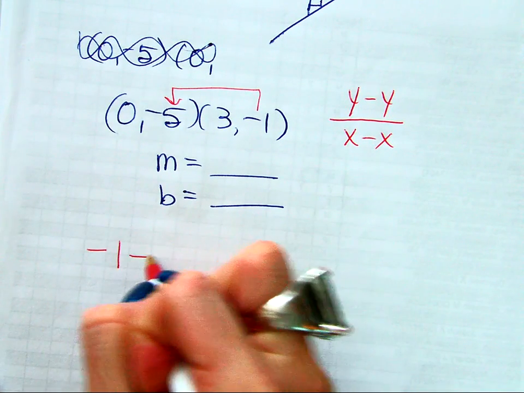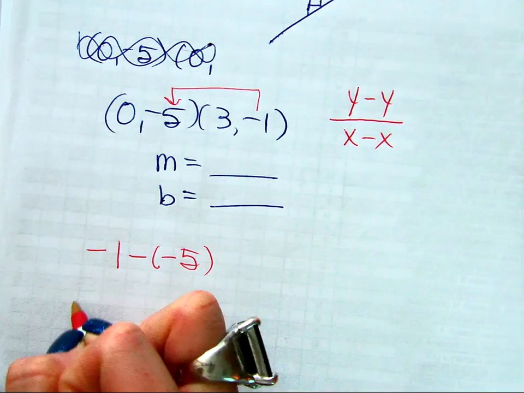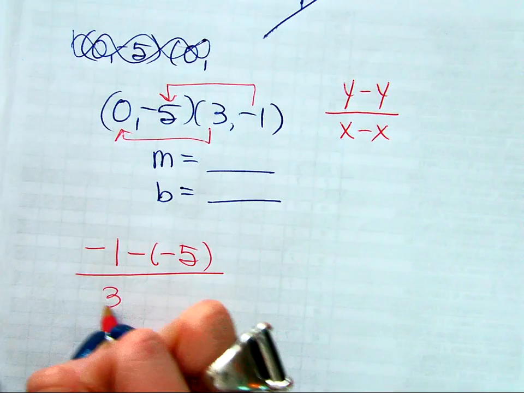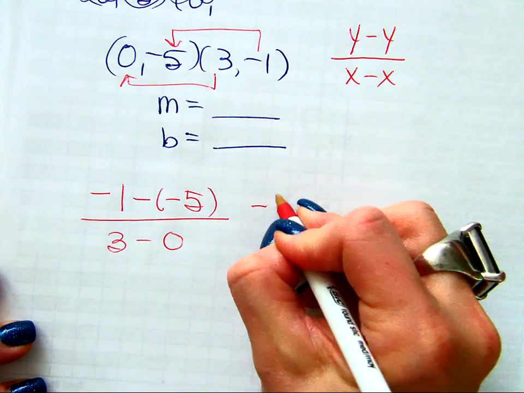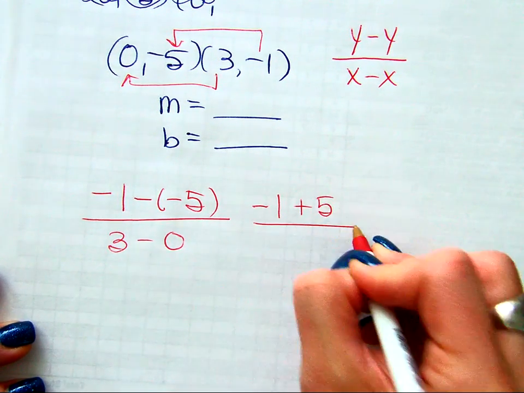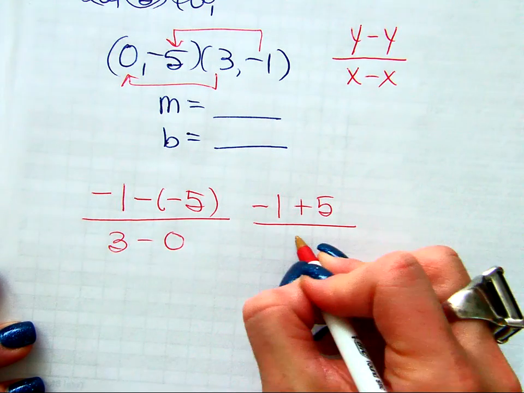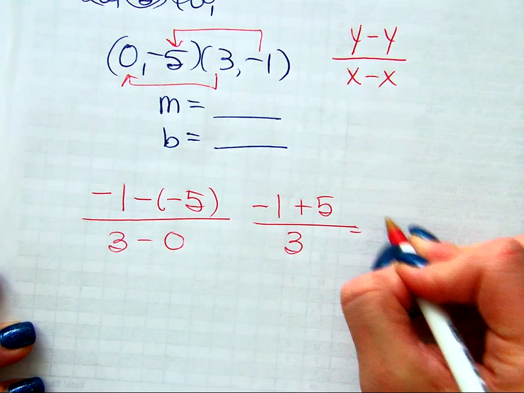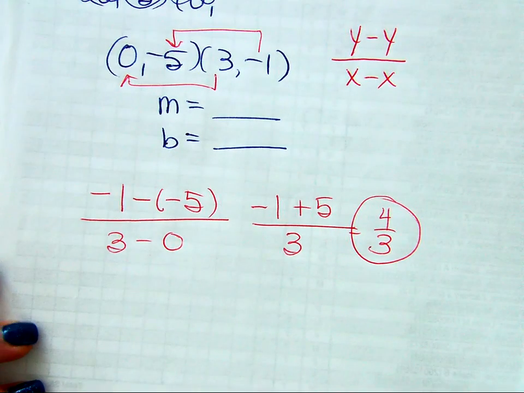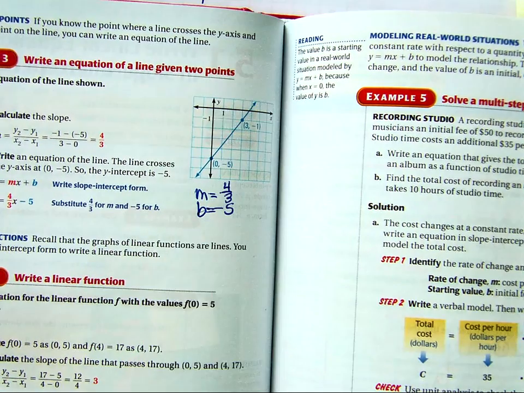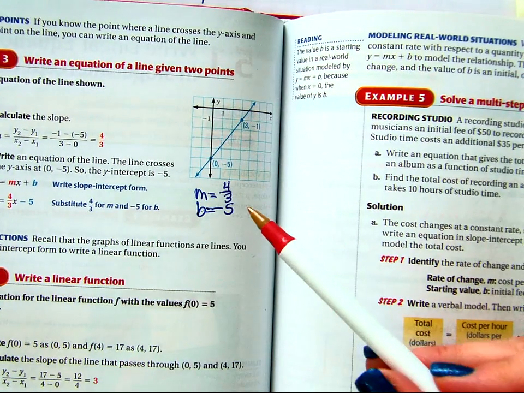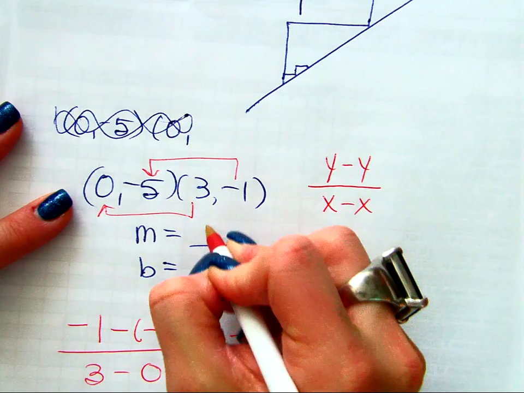It's negative 1. I should have started with an easier one, but negative 1 minus negative 5 over 3 minus 0. And negative 1 minus negative 5 is the same as that, right? And 3 minus 0 is 3. This gives you 4/3. Hey, we knew it was 4/3, right? Because about 2 minutes ago, we just saw that it was 4/3. But you're not always going to be given the picture.